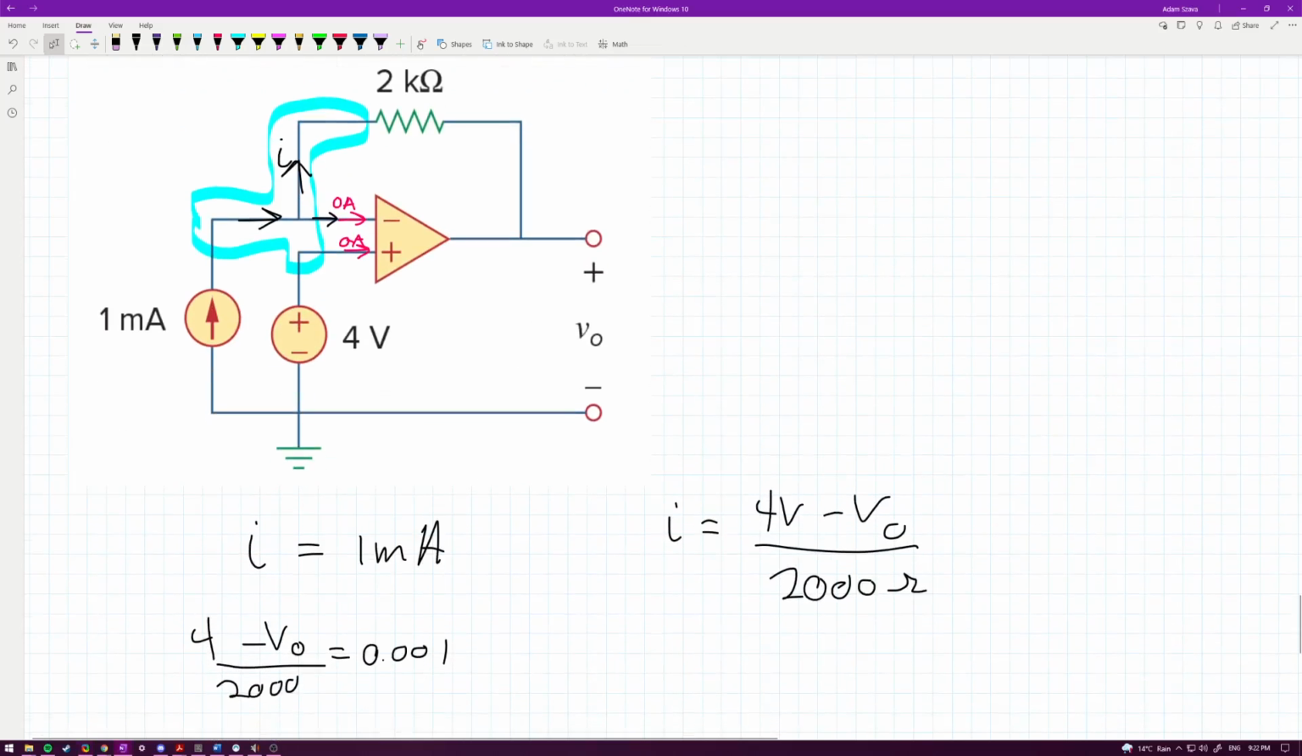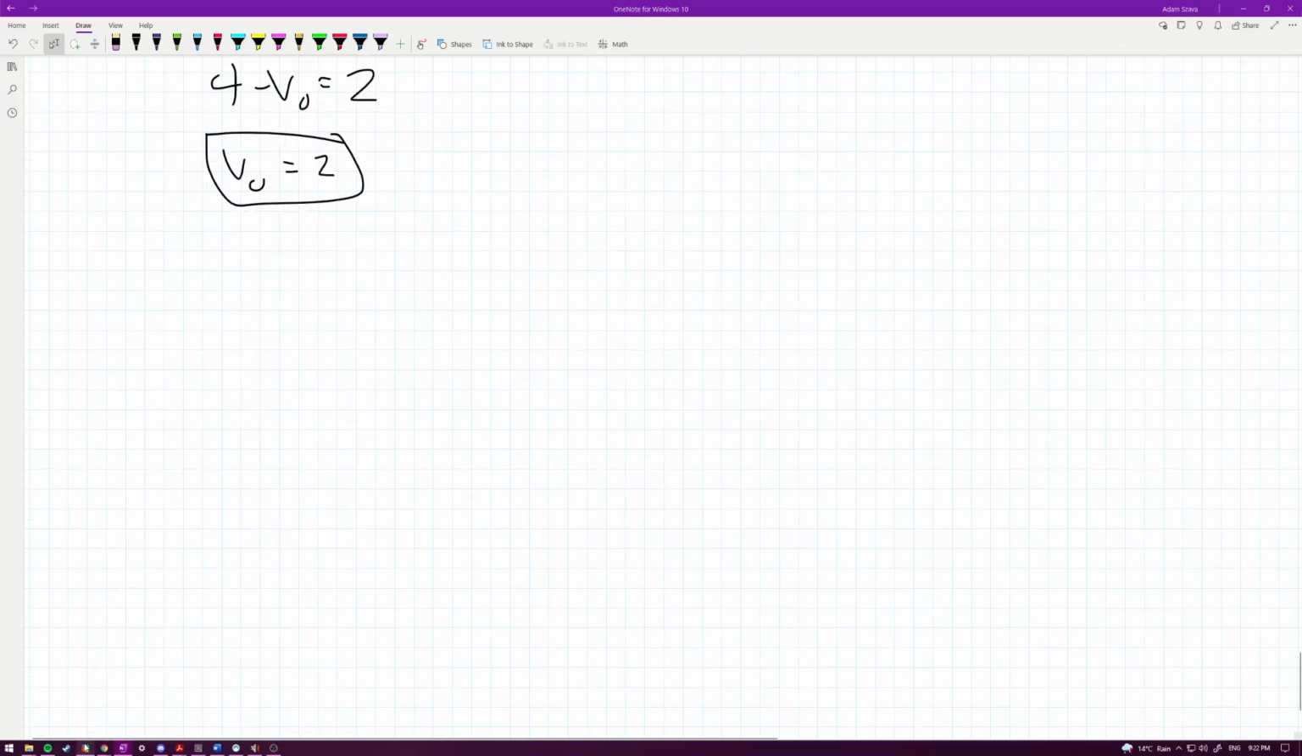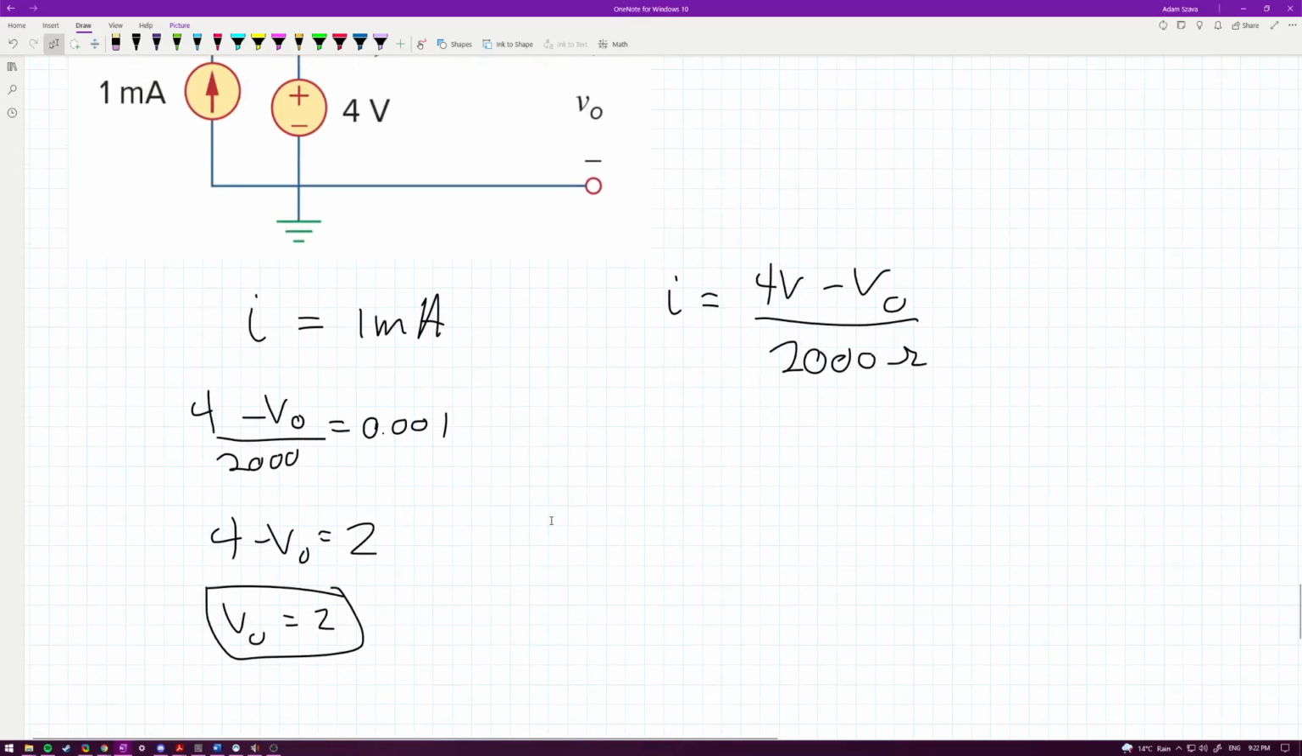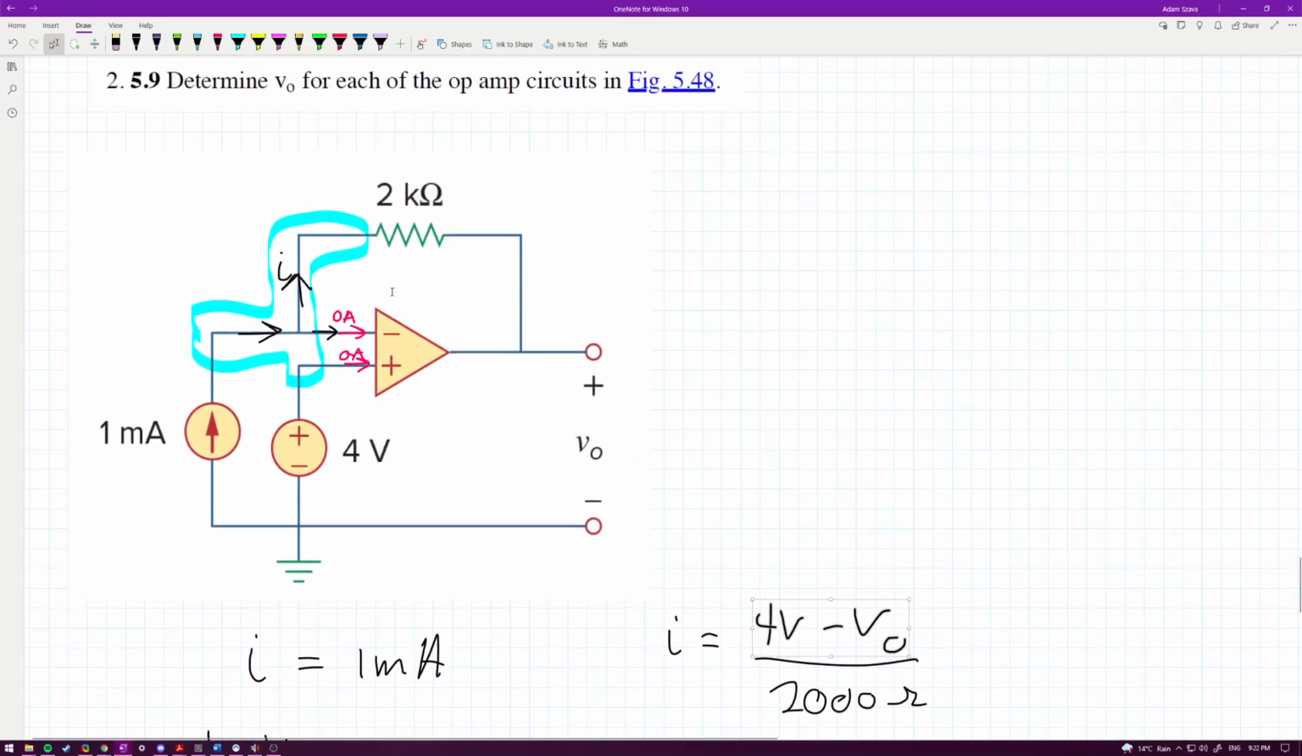What was this? 9. 9. Wait, quick question. In that 4 minus VO expression that you have there, why is it 4 minus VO? Here, this right? Yeah. Because it's just what you do with nodal, right? When the current's going this way, it's the voltage here minus the voltage here.